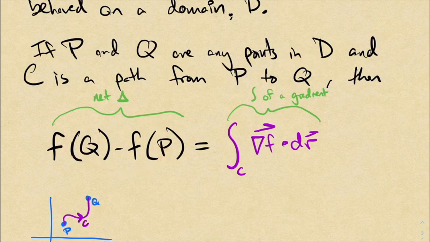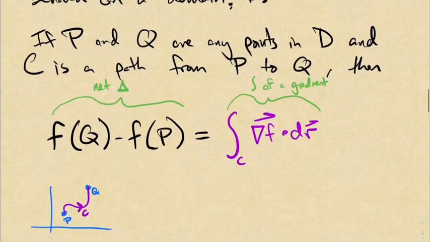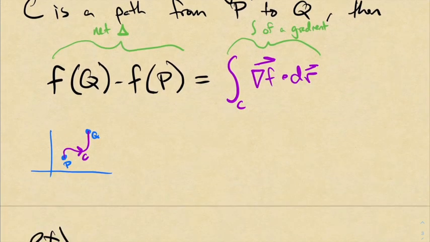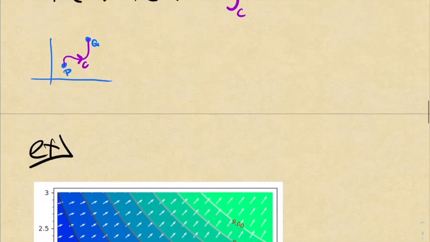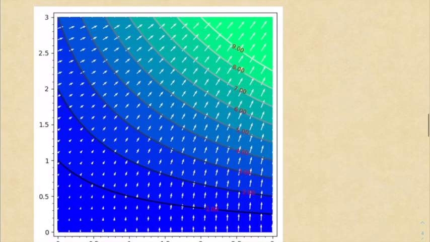Now notice the points P and Q are defined, but C is a path between them. Any path. So this is telling us we can sort of ignore what happens in between. Well, that's not quite right, but it doesn't matter how we get from P to Q, the answer will be the same. So let's look at a picture. We'll work out some examples, and then we'll talk about some of the implications of this.